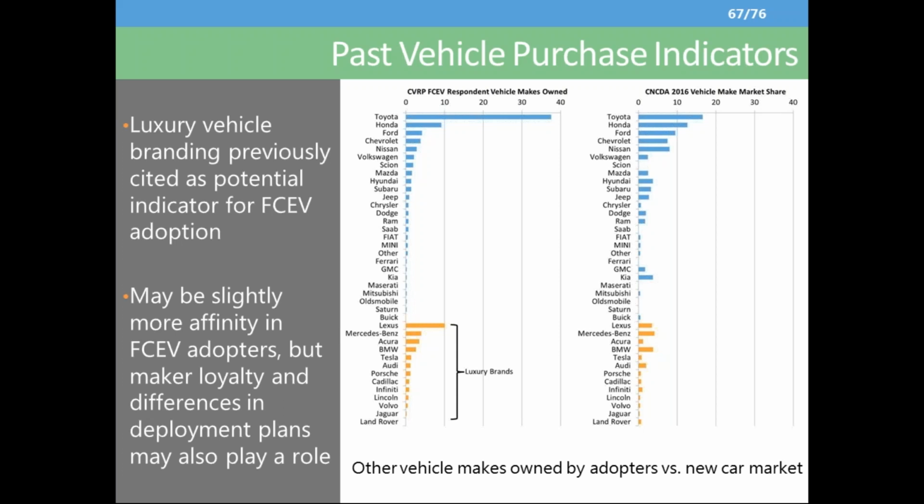But there might be a confounding influence here. If you notice, the most common make among the fuel cell electric vehicle adopters is a Lexus, which also is a Toyota, and Toyota has had the greatest amount of announced plans for release of vehicles. So there might be a confounding factor there. Next slide, please.